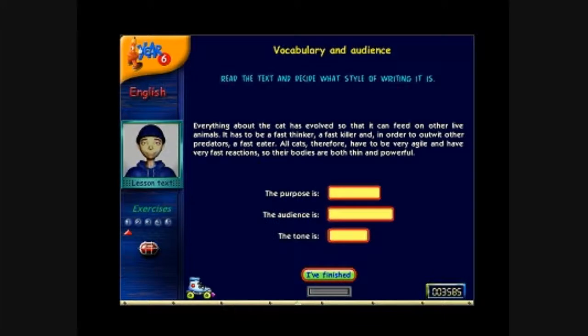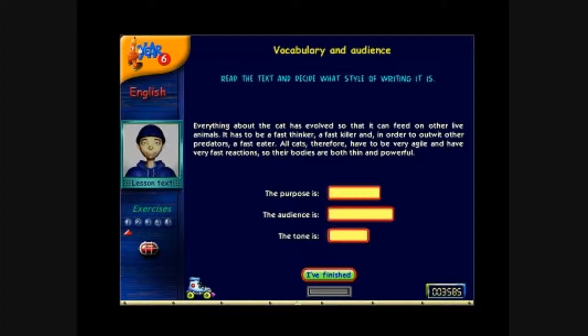Vroom vroom. Read the text and decide what style of writing. Shut up, I can't read it while you're talking to me. Everything about the cat has evolved so that it can feed on other live animals. It has to be a fast thinker, fast killer in order to outwit other predators, a fast eater. All cats therefore have to be very agile and have very fast reactions so their bodies are both thin and powerful. How the fuck should I know?